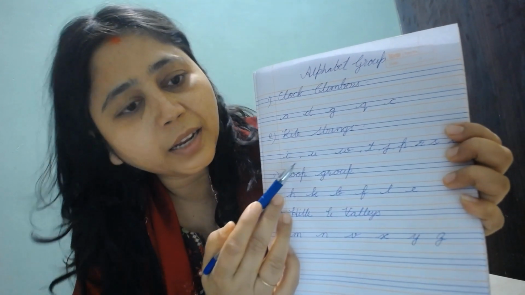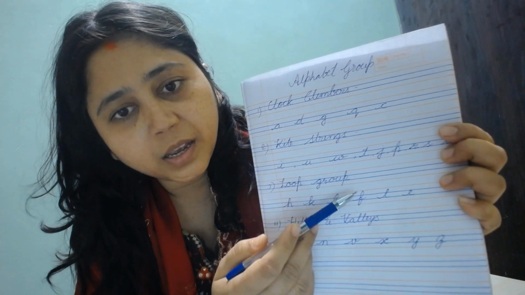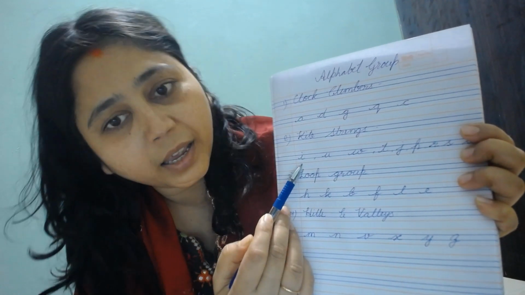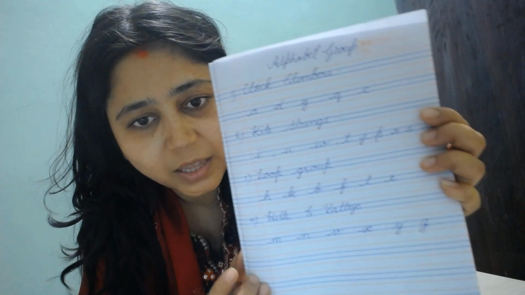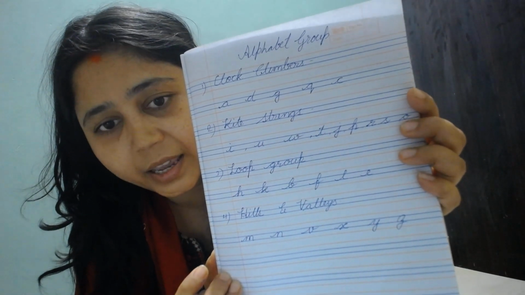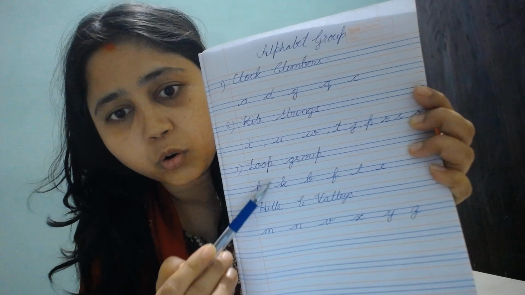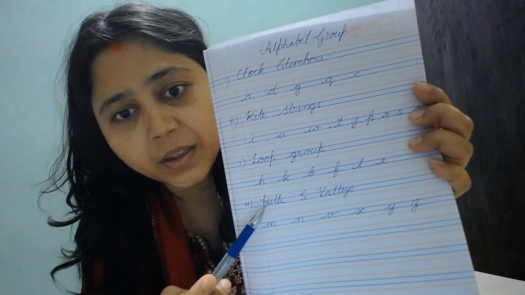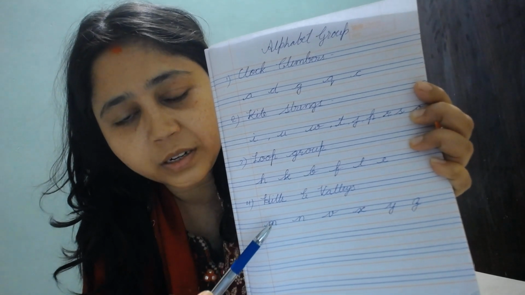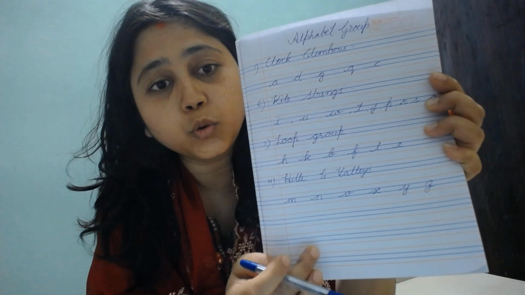The second is the kite string. This one, see here, I, U. You can take a picture of this, children. And again you can practice with the clock climber, kite string, loop group, then the hills and the valleys. Once you become super perfect, then you can start writing the small letters. First you write the small letters, then you write the capital letters.